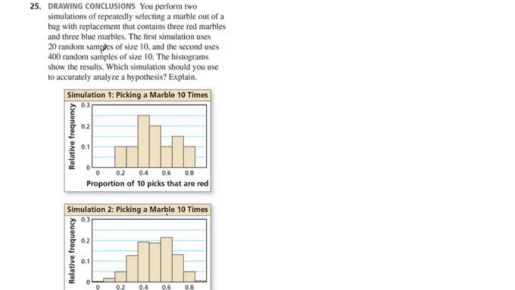So a sample of size 10 means that there are 20 sets, and every single simulation is one set, and then they pick out 10 marbles, and the result for the 10 marbles is right here. 20 random samples of size 10 means 20 sets of size 10. That's basically what it means. So the histogram shows the result, and the second sample uses 400 sets of size 10. So the histogram shows the result. Which of those can you use to accurately analyze a hypothesis?